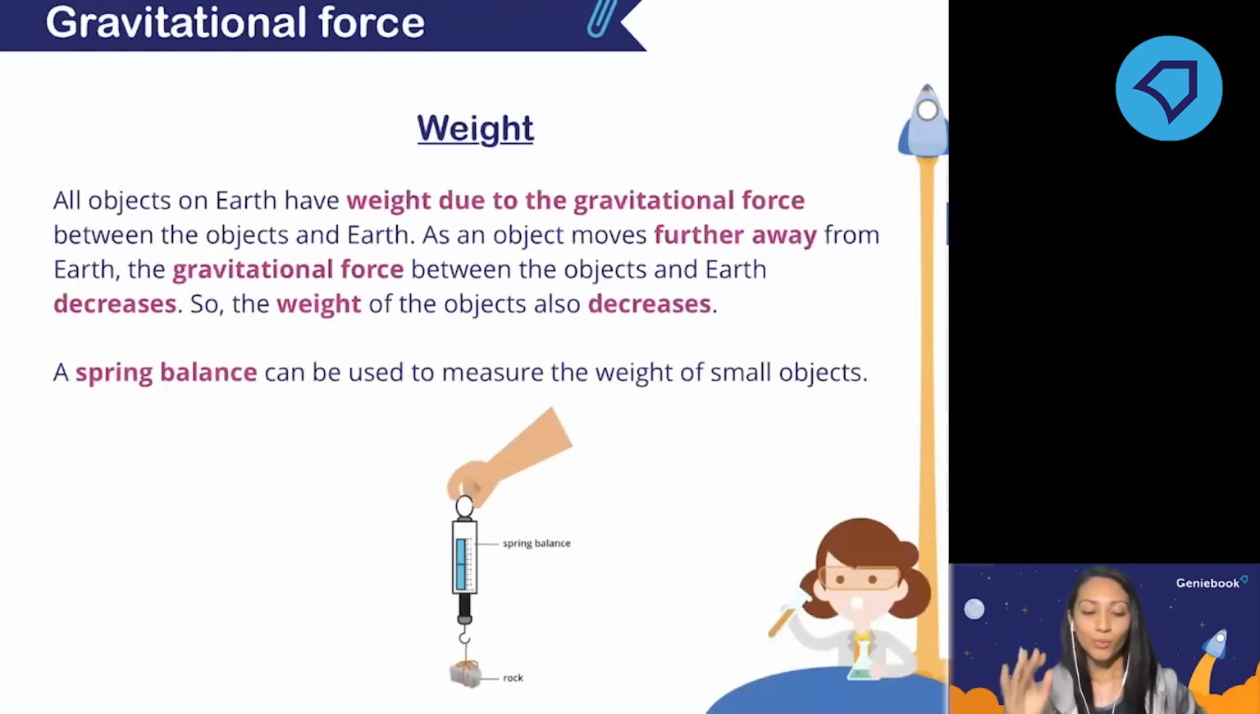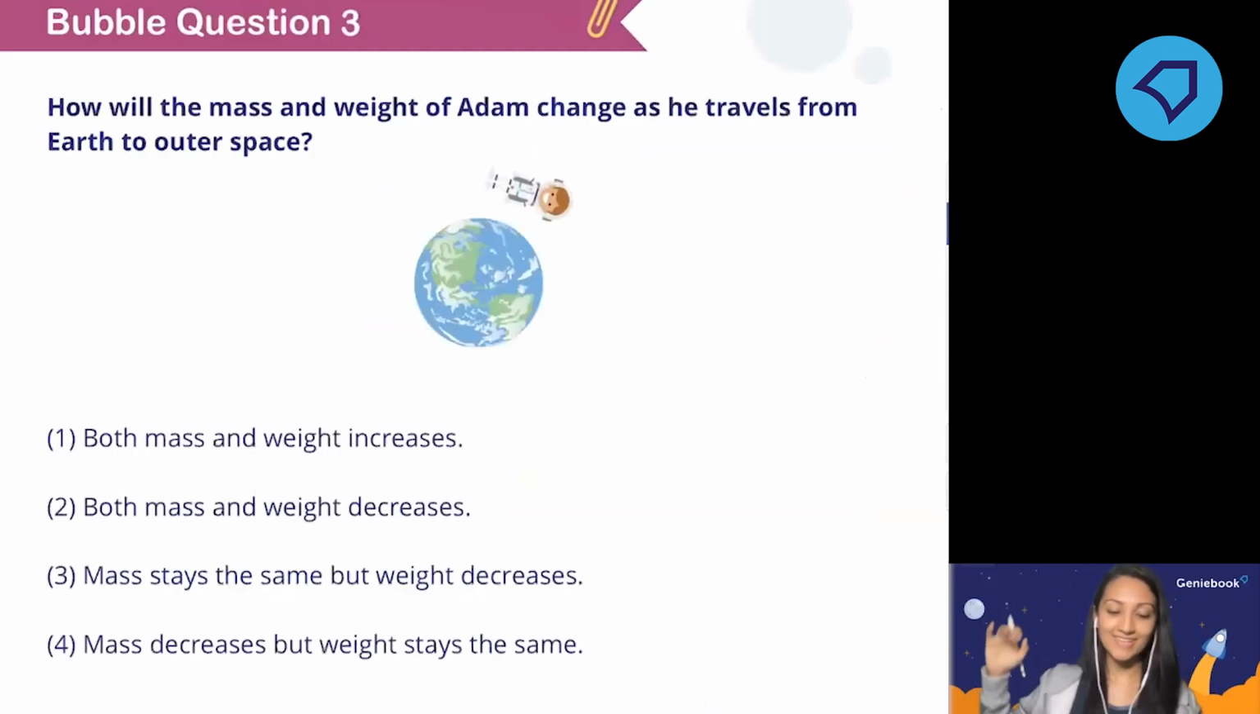Okay, so weight. All objects on Earth have weight due to the gravitational force between objects and Earth. As an object moves further away from Earth, the gravitational force between the object and Earth decreases, so the weight of the object also decreases. Remember I told you, the further away you are from the center of the Earth, the lighter you become. Remember I brought the idea about the satellite? Yes. Okay, so Varnash asks, is gravity the same as gravitational force? Yes, it's the same term.